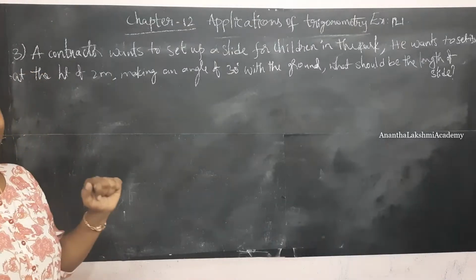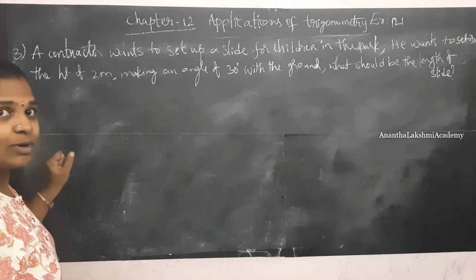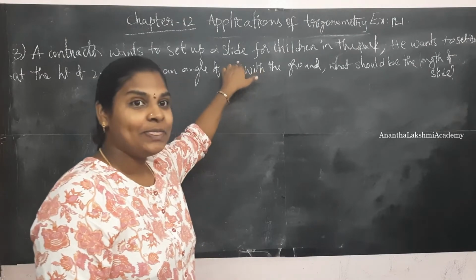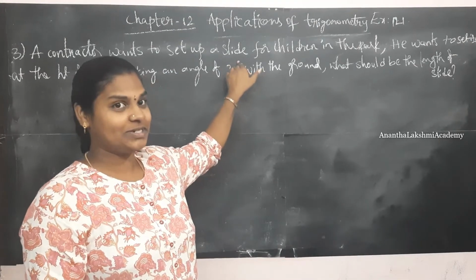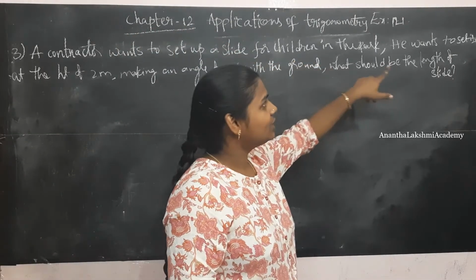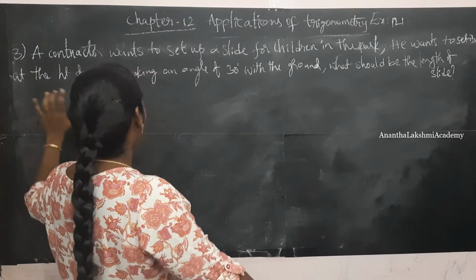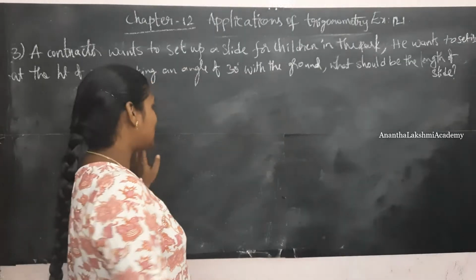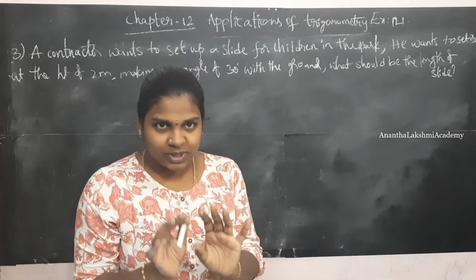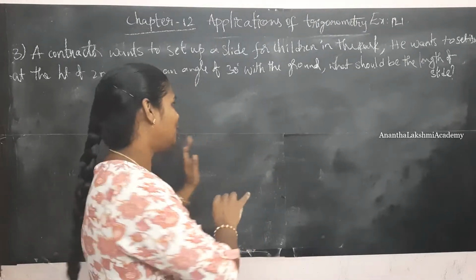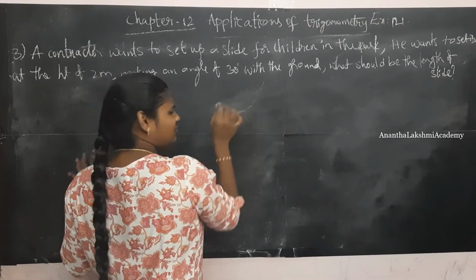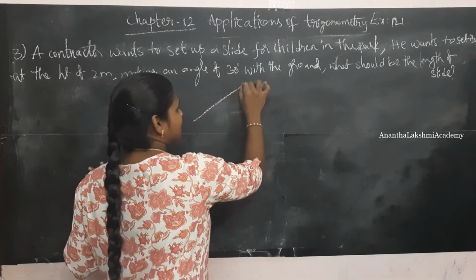Here we are with the third problem. It is given in the third problem that a contractor wants to set up a slide. This is the first live example which we took for understanding trigonometry. The contractor is setting up a slide for children in the park. So he wants to set it up at a height of 2 meters. We already noted down as an important point that all the objects are assumed to be linear. So even though the slide looks curved, we are going to consider it as a straight line. This is going to be the slide.